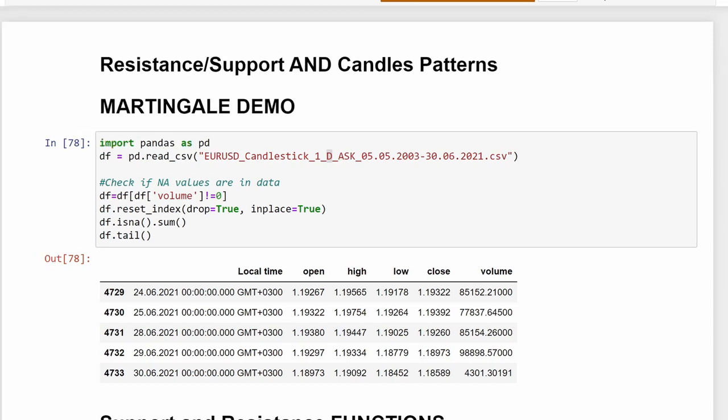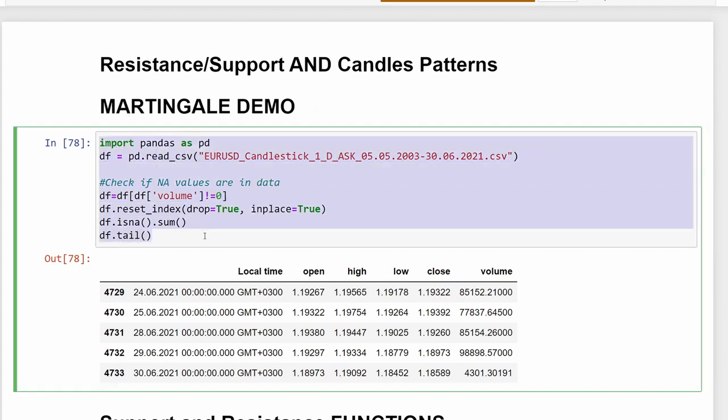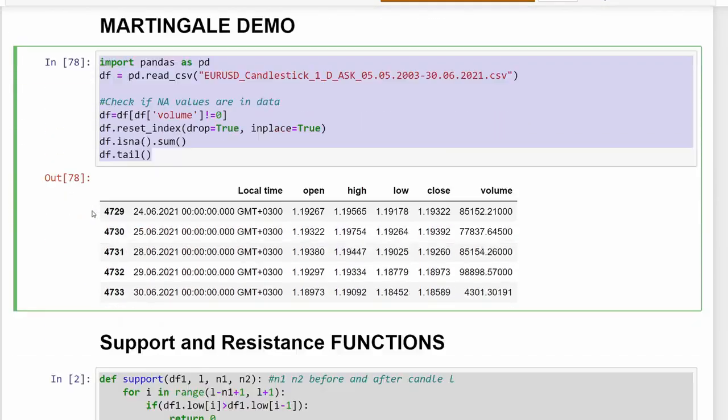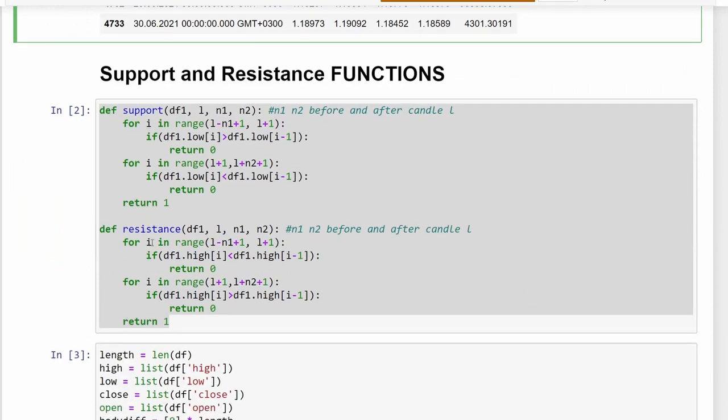So we're going to use the same Python code that we have used for the previous video where we talked about the martingale approach in trading. The first cell is for loading the data and cleaning the data, resetting the index, and so on. I'm not going to spend much time today on the code because we have seen it in the previous video and also in other videos where we have used almost the same parts of this code.